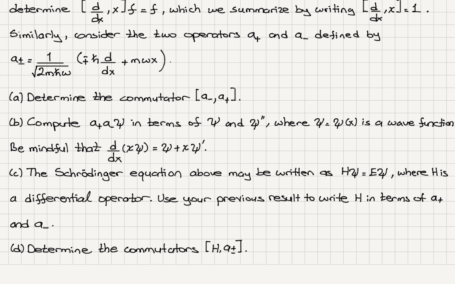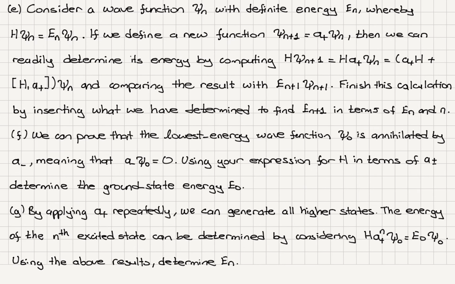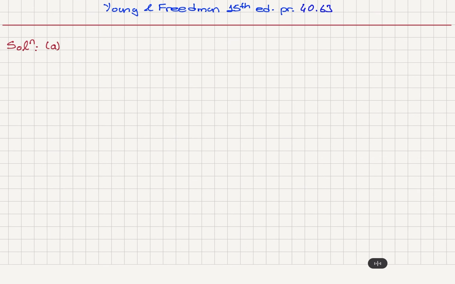And part C, the Schrödinger equation above may be written as the Hamiltonian operator applied to psi equals energy times psi, where H is a differential operator. Use your previous result to write H in terms of a plus and a minus. So this is what I will do in this video. First we will start with determining the commutator.